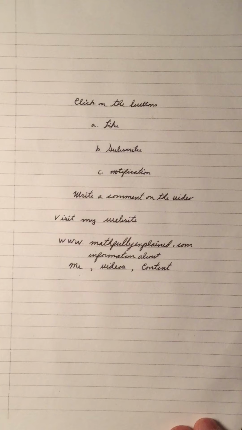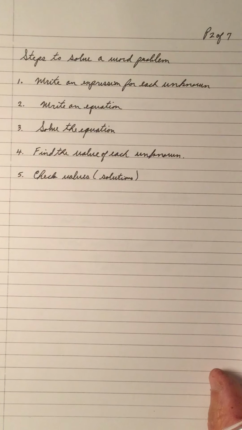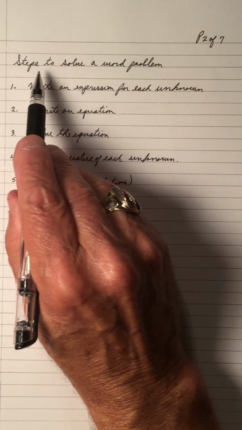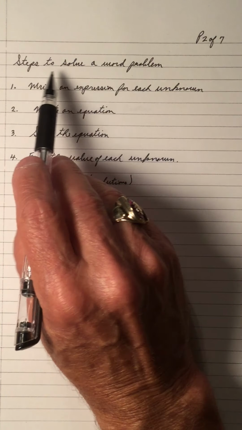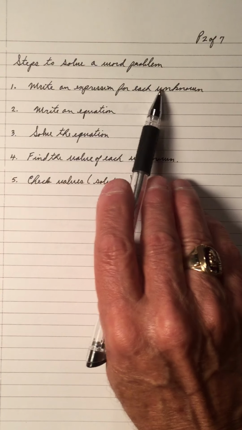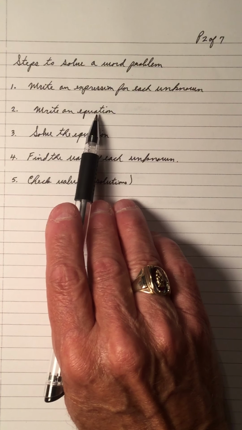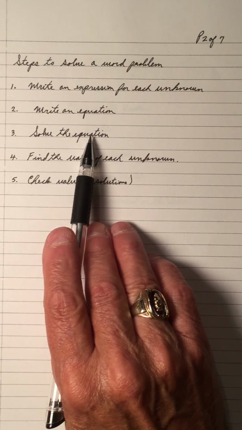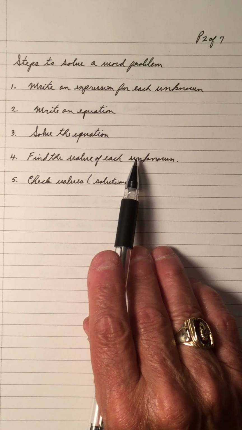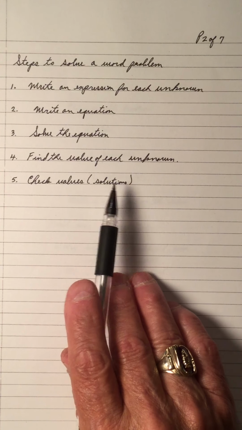Everything is all right. So just as a reminder, let's find that sheet that I have to look for now. All right. Let's review again. In solving word problems, we write the steps in our mind. We keep going over them. Write an expression for each unknown. Write an equation. Solve the equation. Find the values of the unknowns and check to see if those solutions are correct.